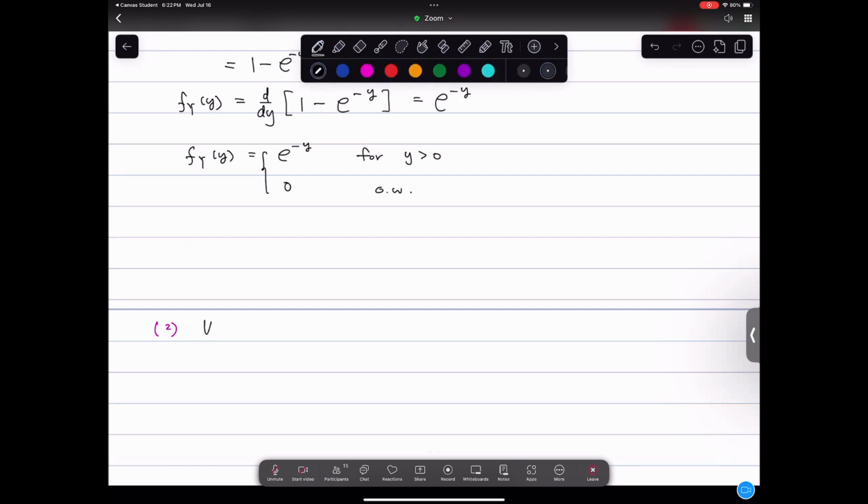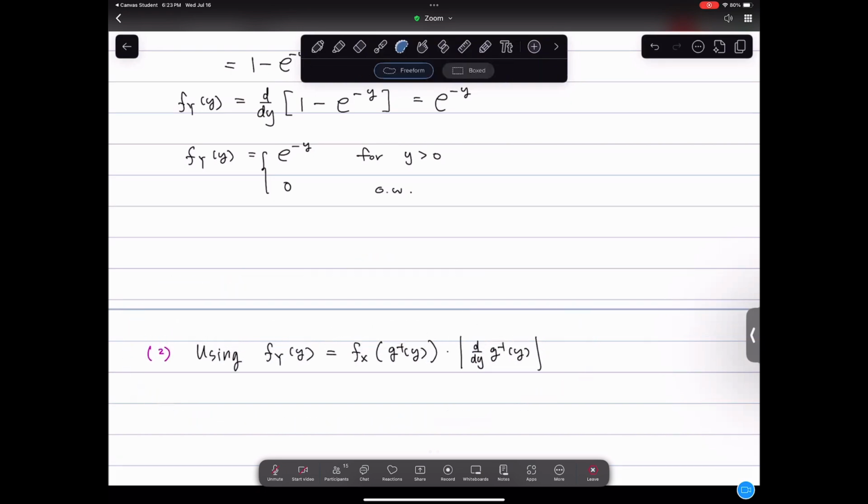So using this, f of y equals f of x at g inverse of y, times the absolute value of the derivative of g inverse of y. It can be done, if that's easier.